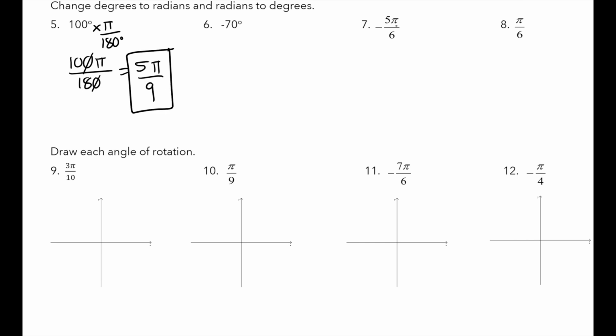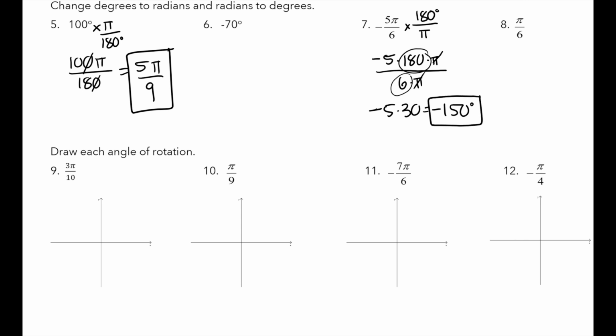If I have negative 5 pi over 6, this is in radians, and I need it in degrees. So I would divide by the pi, but bring in degrees, 180 degrees. So I have negative 5 times 180 times pi over 6 times pi. Well, pi divided by pi is 1. 180 divided by 6 is 30. So negative 5 times 30 is negative 150 degrees.